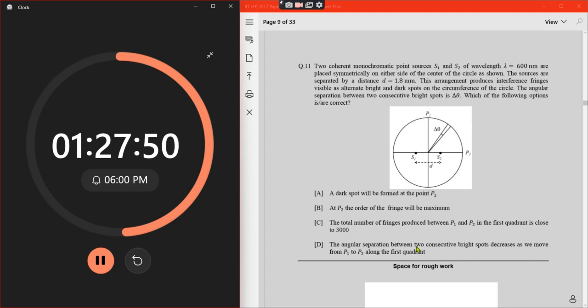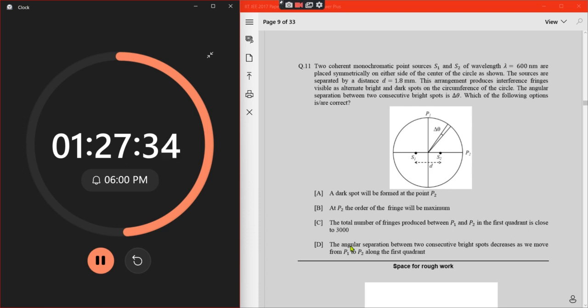Lambda upon d cosine theta. d is the distance, of course, and cosine theta is decreasing, so this should increase, right? Yeah, it should increase, not decrease. So this is it. Next question.